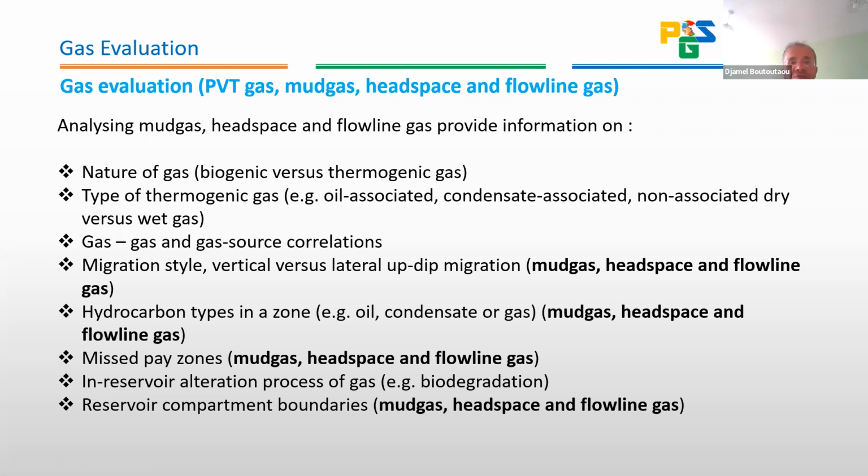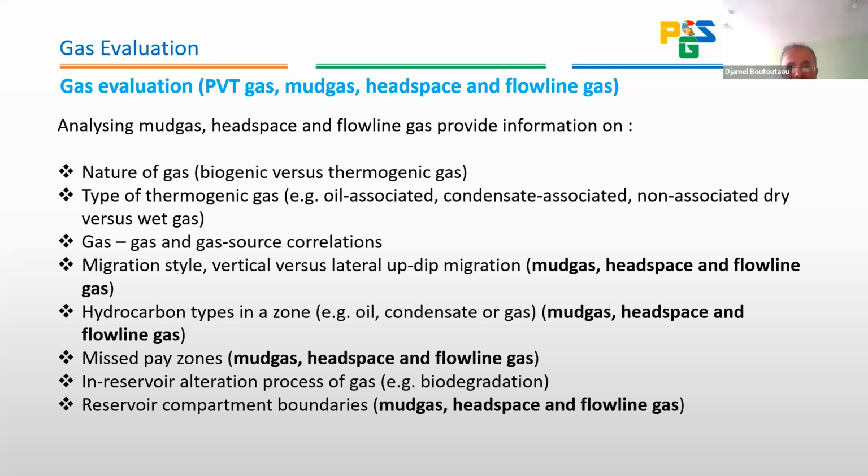So the types of gas sample that we can have are mud gas, headspace gas, flow line gas, and PVT gas. If you just make a discovery, we can collect the gas as DST gas and analyze it. The geochemical analysis of gas gives you the nature of the gas; you can say whether it's biogenic or thermogenic.